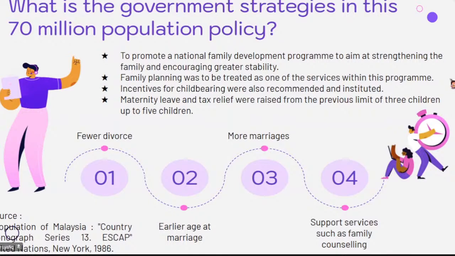One of the few key factors here was fewer divorces, earlier age at marriage, more marriages, and also support services such as family counseling. This strategy was to increase our population, to support the economy, and to be a stable nation. That's all for me. Thank you.